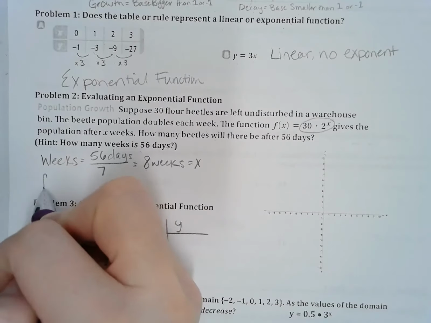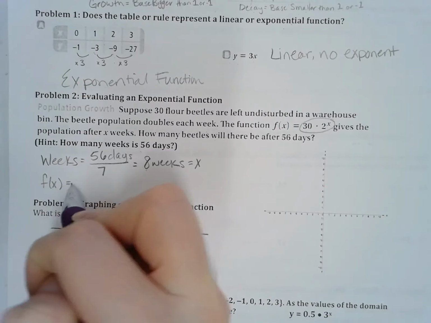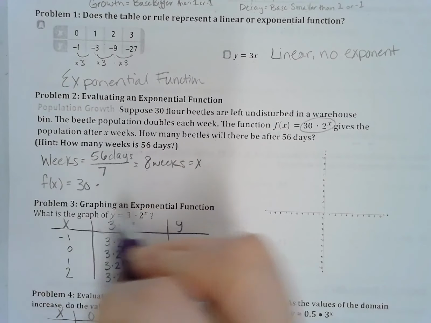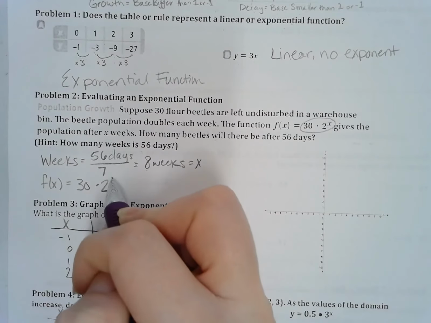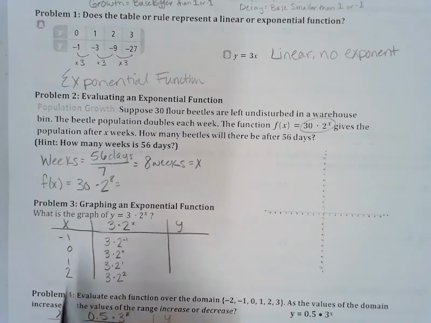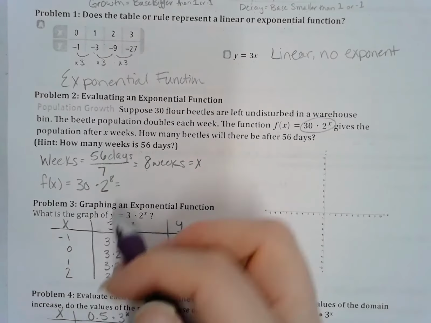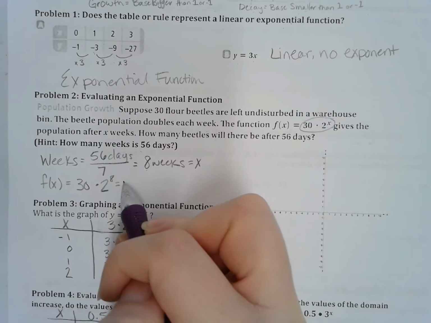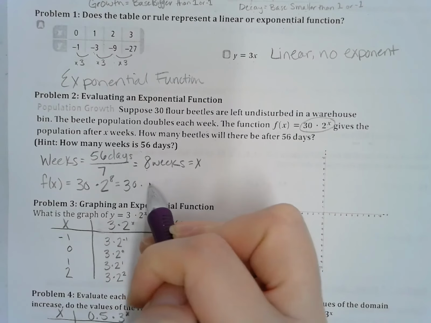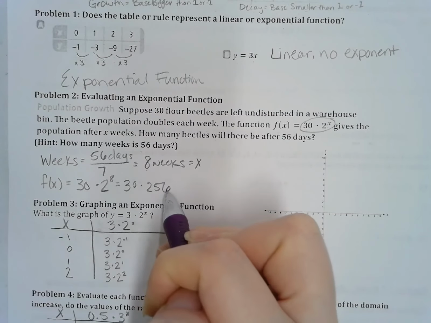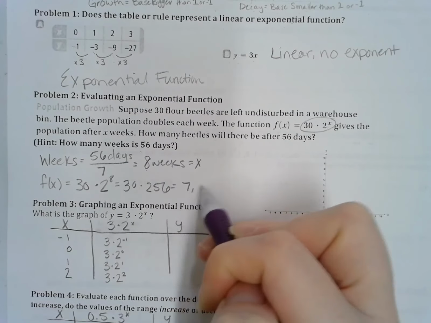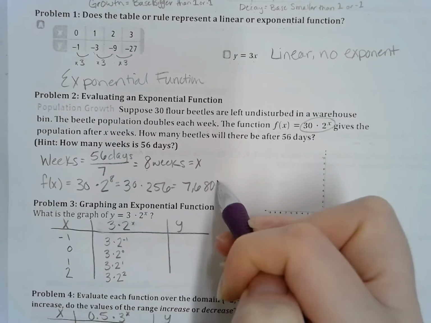So I will have f of x equals 30 times 2 to the 8th power. Now using order of operations, I have to do the exponents first. So I'll have 30 times 256, which is 7,680 beetles.